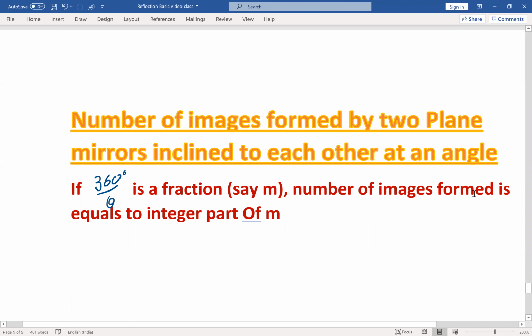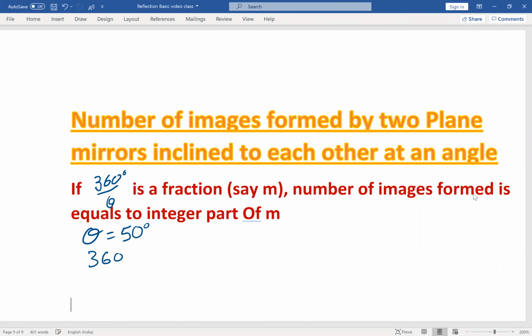If 360 by theta is a fraction, so let us say some m, the number of images formed is equal to the integer part of m. Let us go with one example, that is a better idea. Theta is equal to, let us say, 50 degrees. So in this case, if you find 360 by theta, let us say m equal to 360 by 50, this gives you 7.2.